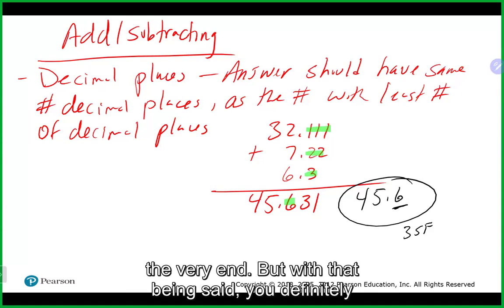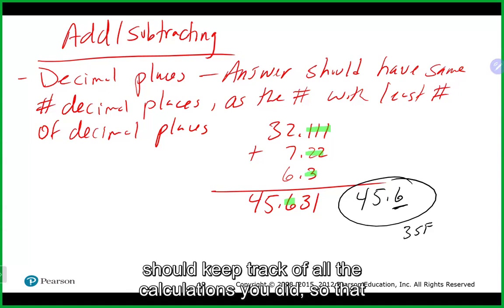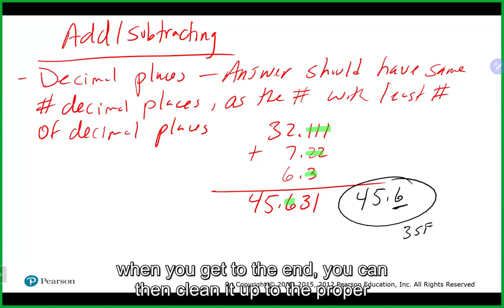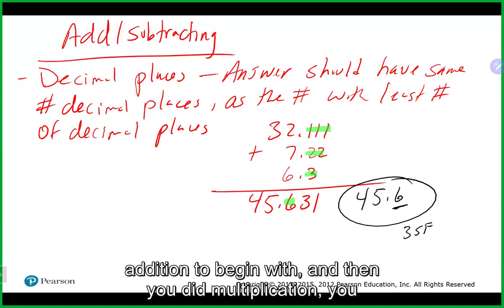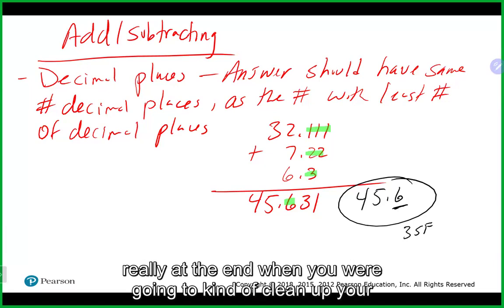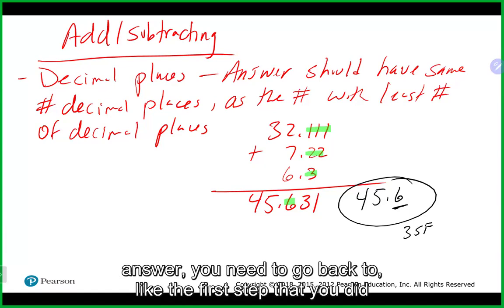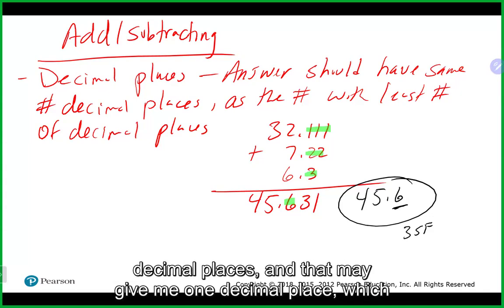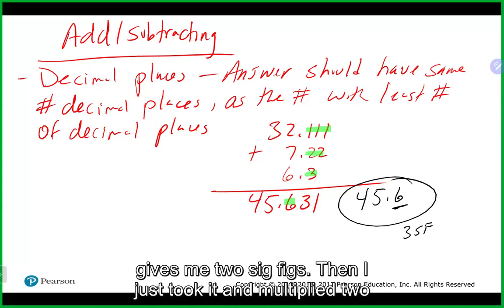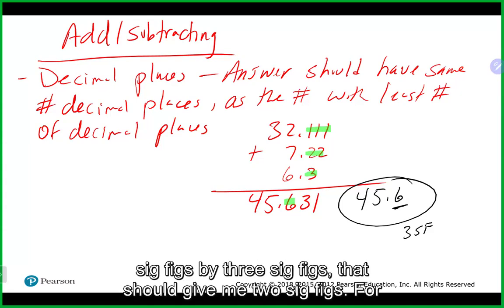But with that being said, you definitely should keep track of all the calculations you did, so that when you get to the end, you can clean it up to the proper number. If you did addition to begin with, and then multiplication, at the end you need to go back to the first step and figure out, okay, I did this where I should be looking at decimal places. That may give me 1 decimal place, which gives me 2 sig figs. Then I multiplied 2 sig figs by 3 sig figs, which should give me 2 sig figs for that answer.